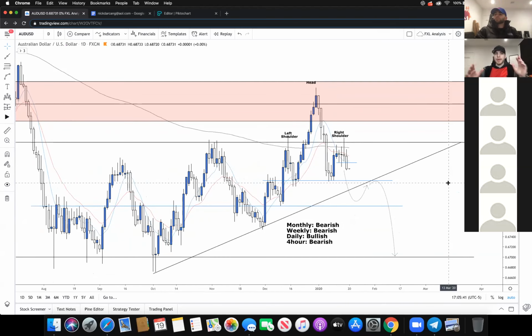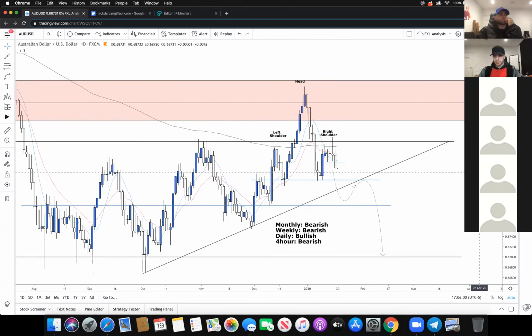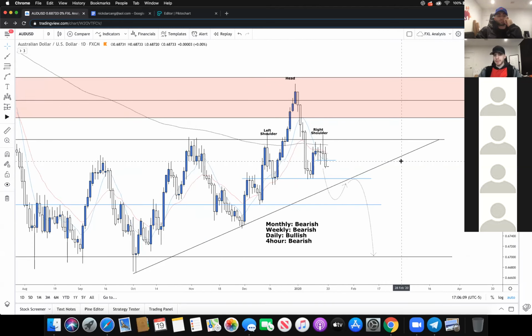So here we are on AUD USD. So the monthly is bearish, the weekly is bearish, the daily is bullish, and the 4 hour is bearish. So the overall sentiment is very bearish. However, we do have this bullish trend on a daily. So it's been bullish on this daily time frame since October. This is just a higher time frame retest back up to this monthly level, right around 0.700 or 0.7. And now after that rejection, we're forming what looks to be a head and shoulders pattern, right? The left shoulder, there's the head, there's the right shoulder.